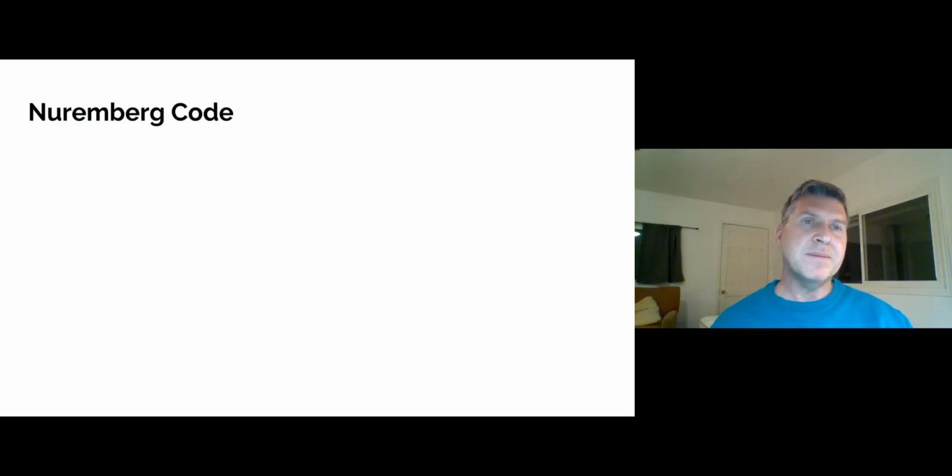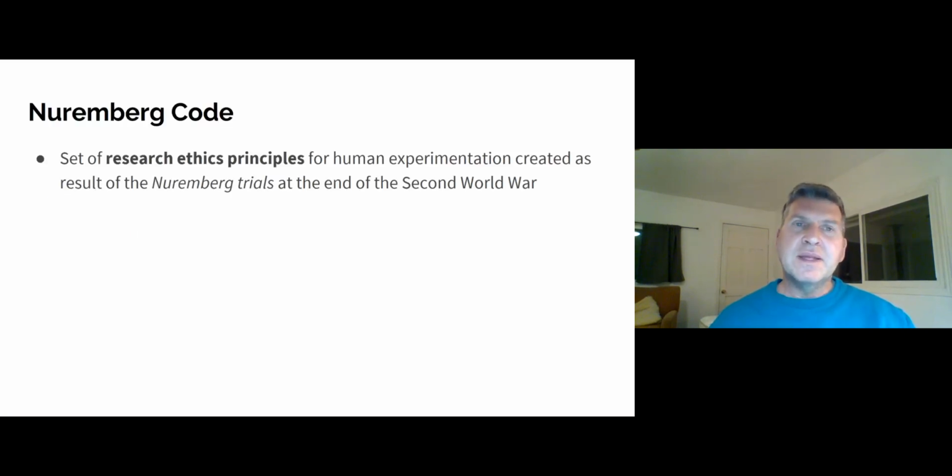So let's take a look at some history of other studies that have shown the need for an IRB. The first one is the Nuremberg Code. This set a set of ethics principles for research on humans. And this was the result of the Nuremberg trials at the end of the Second World War.